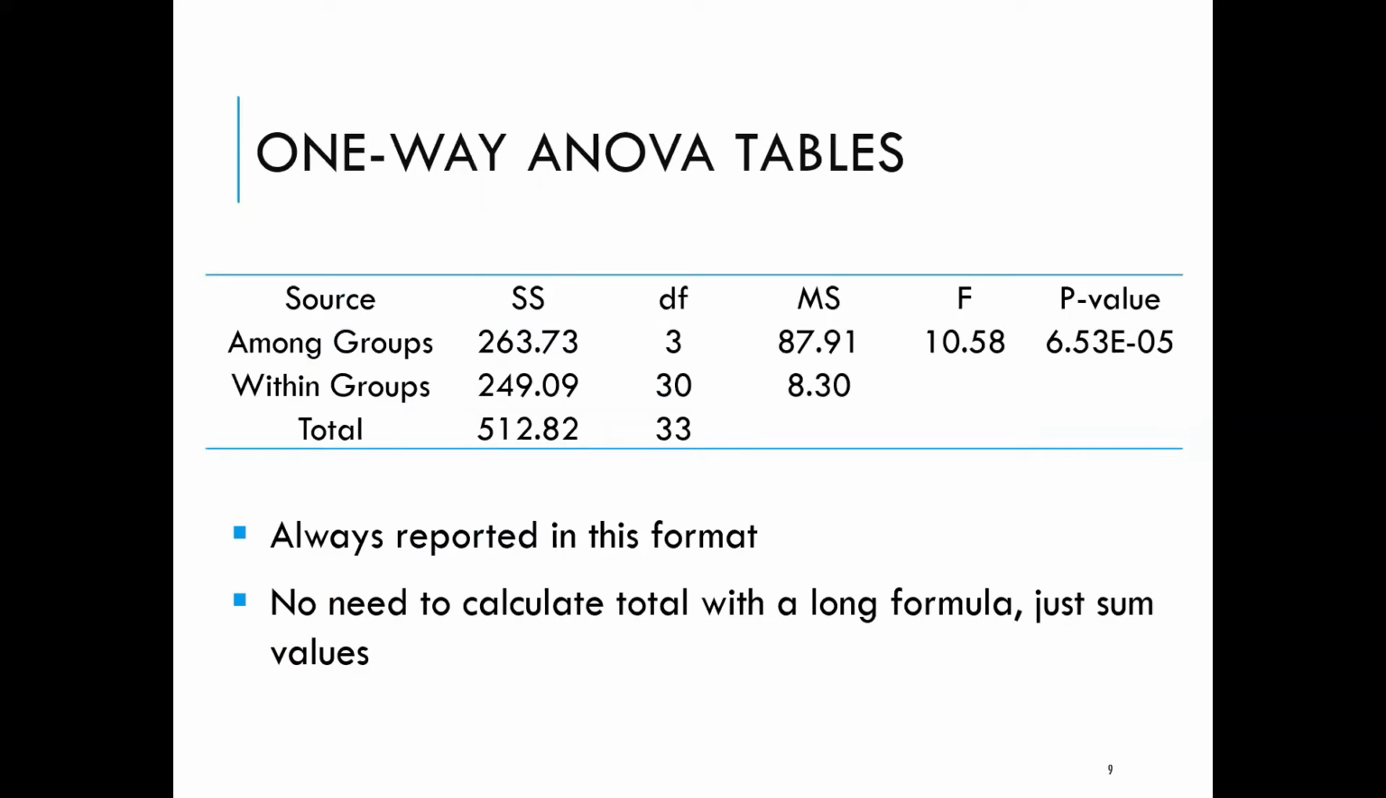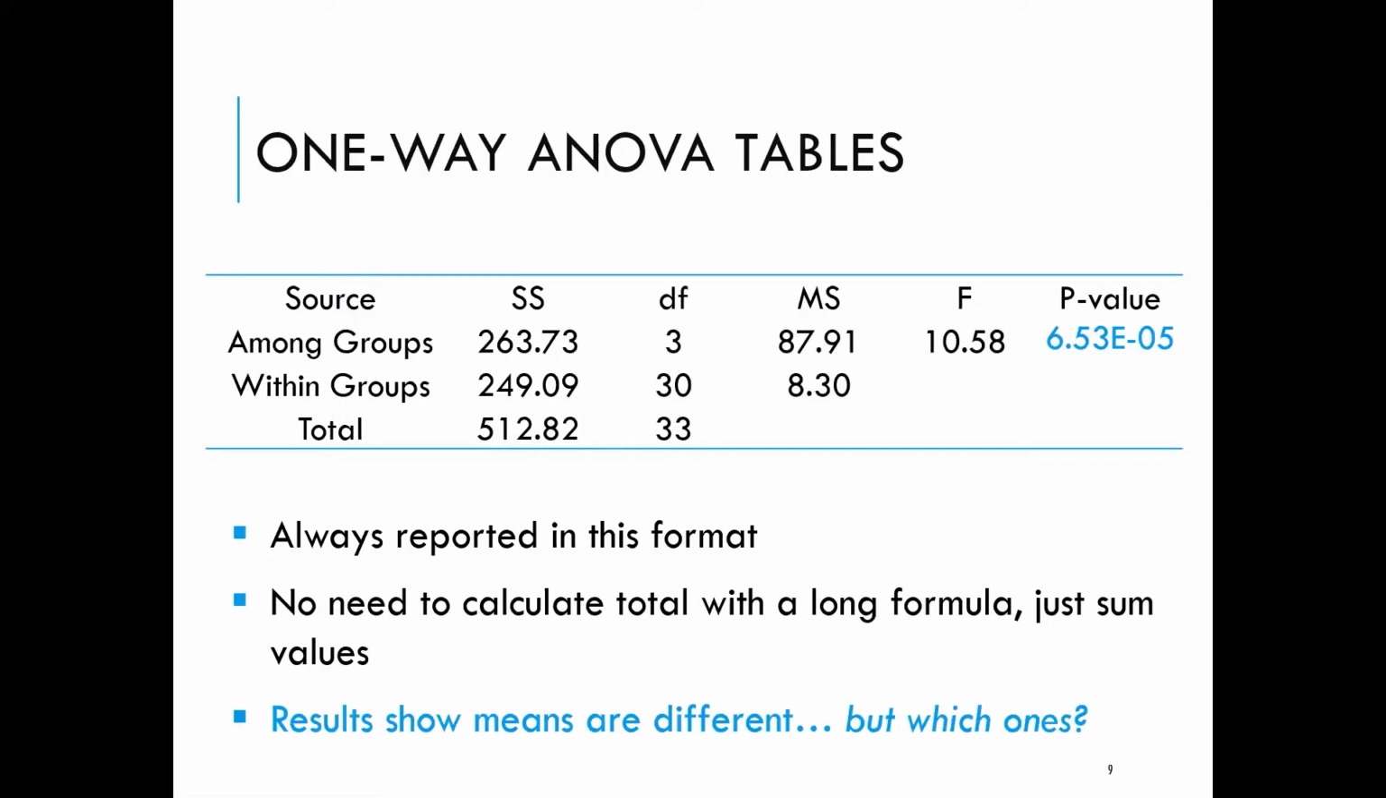The output of the one-way ANOVA table is always the same. It's a table that looks like this, with the source being among or between or within groups, the total, then the sum of squares, degrees of freedom, mean squares, the F-calc value, and the p-value. It's always reported in this format, and you don't need to calculate the total with a long formula that's shown in the lab manual. You can just sum the values here. The results for this one-way ANOVA table show that the means are different because the p-value is very small. It's less than 0.05. However, it doesn't tell us which means are different from each other. It just says there is a difference overall.